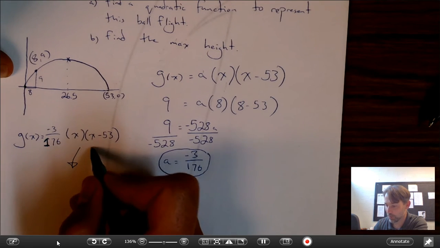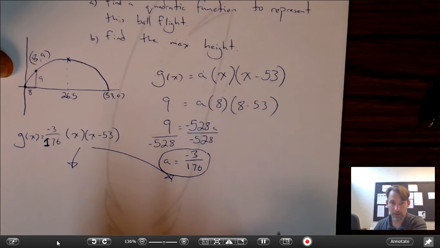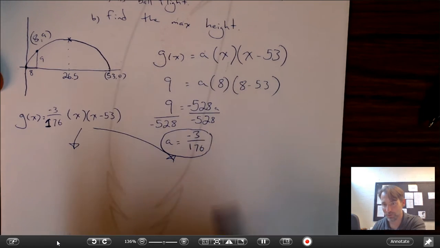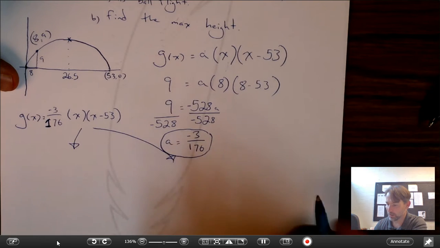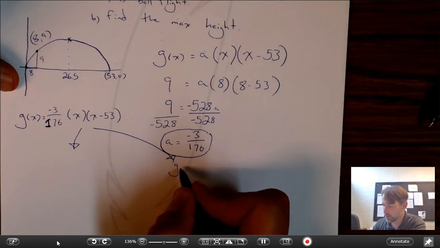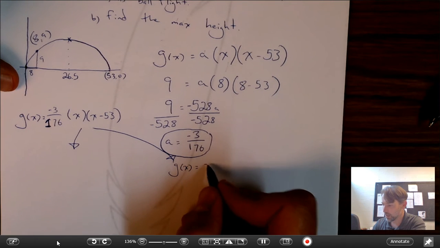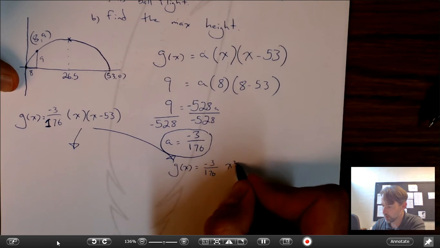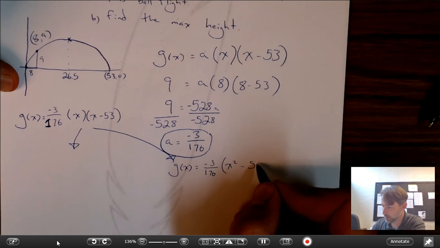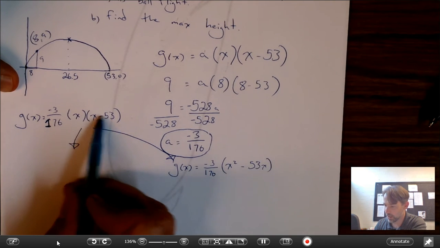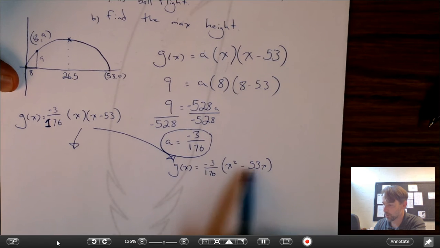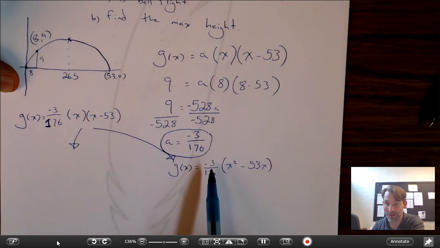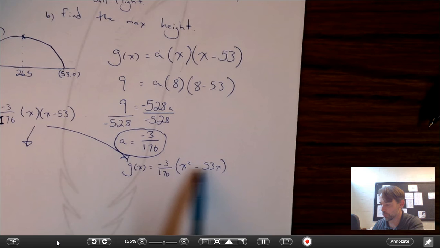So I'll do that in just a second, but I want to show you what it would look like if I complete the square. Completing the square is going to express this function in vertex form, and that would be really useful to find the vertex. So here, I'm going to evaluate this into standard form. g of x is equal to negative 3 over 176 multiplied by x squared minus 53x. All I've done is I've expanded this x into here. And then I would need to multiply those in as well to create the true standard form. But if you remember, the first step of completing the square is going to be to move this out anyway. Okay, so now I can complete the square with this.